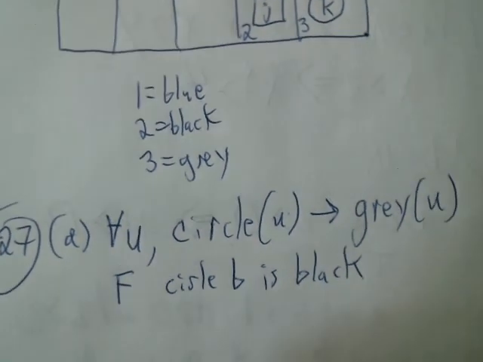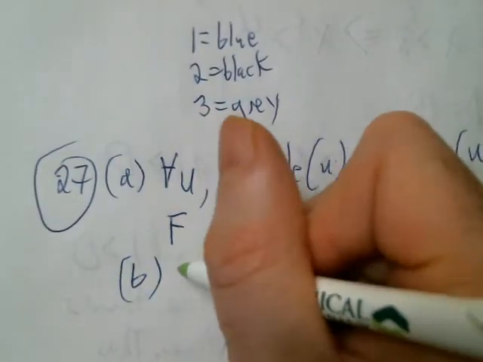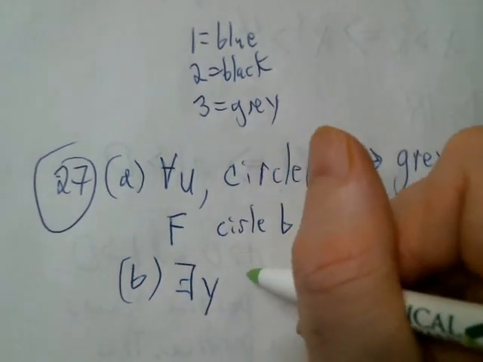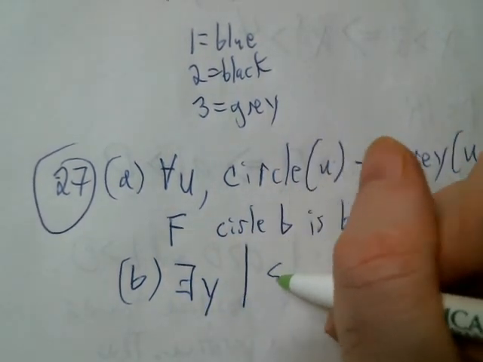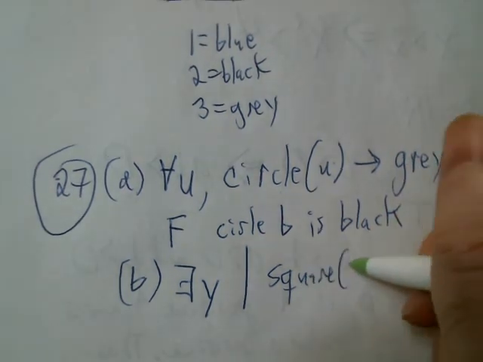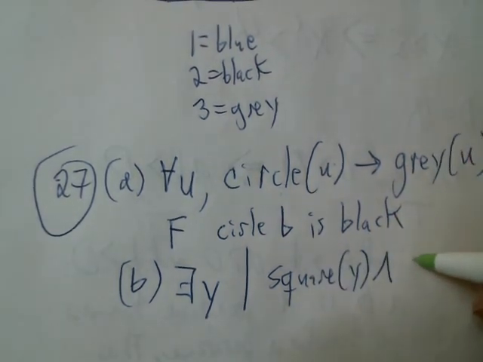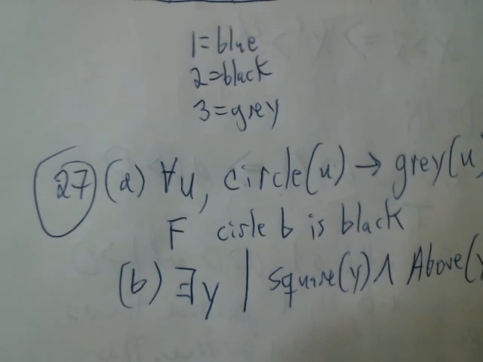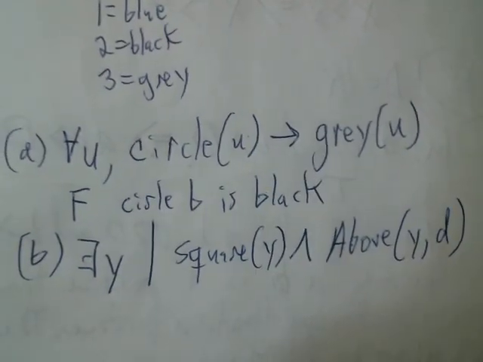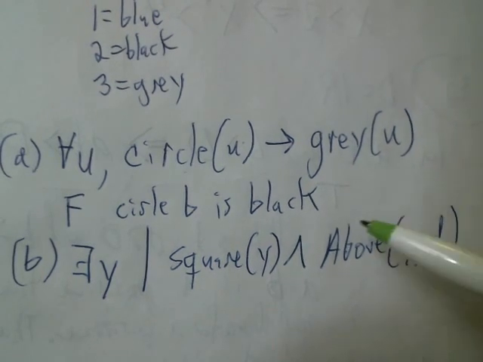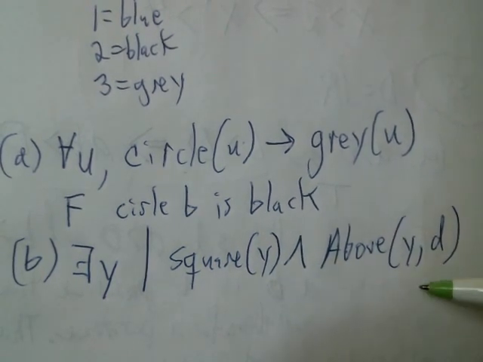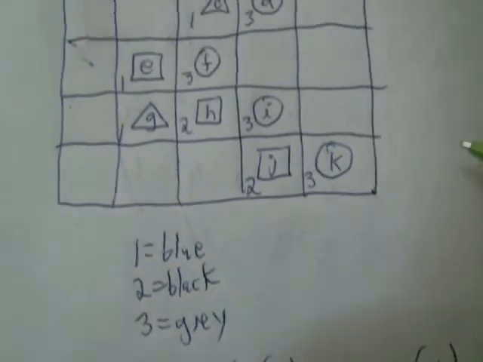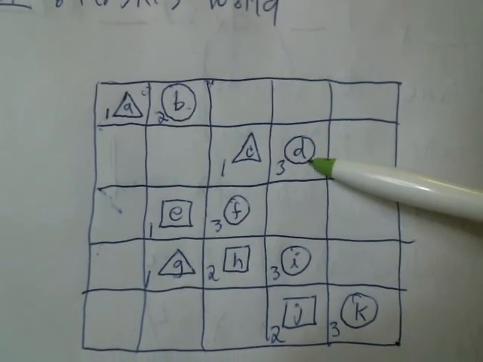Okay. Let's look at another one. B. There exists object Y such that Y is a square and Y is above object D. Okay. So we have to find a square that's above D. So where is D? D is here, and there are certainly no squares above it. So this is false.